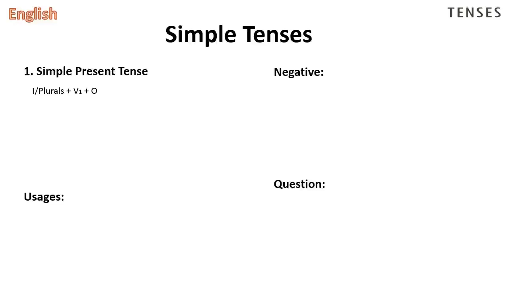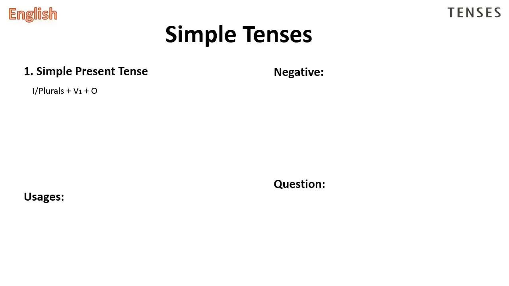Okay, so call is the base form of the verb. Likewise, all the verbs. Second, if the singular comes. So for plural and I, we have seen verb 1. For singular, verb 1 should be there. There is no change. We have to add s or es with the verb 1. Okay? With verb 1, we have to add s or es.